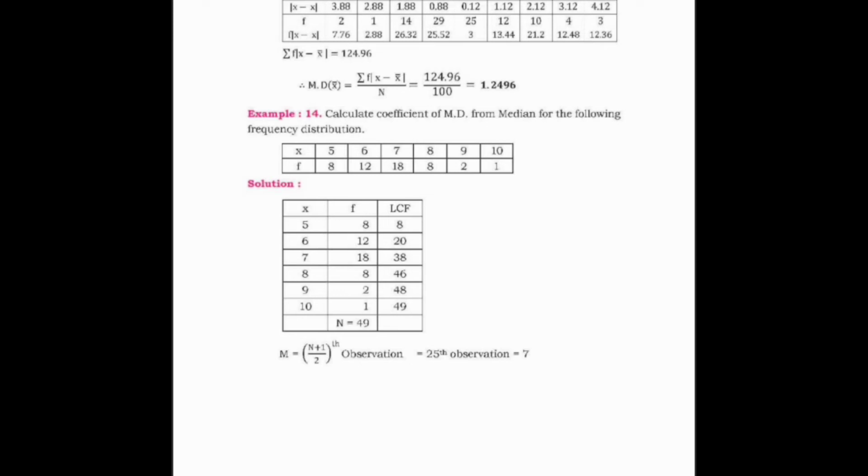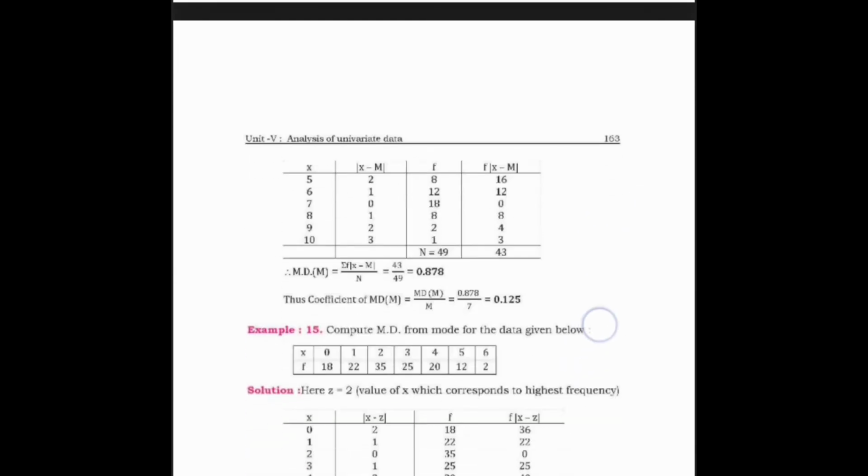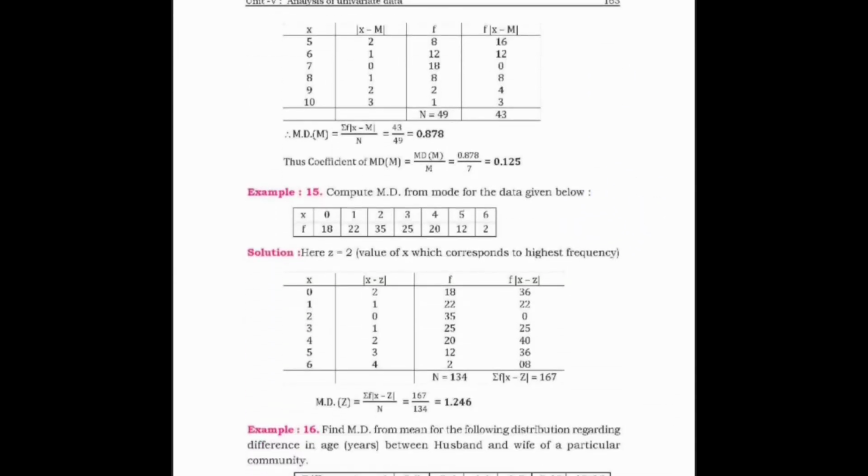X and f, LCF you are considering. M is equal to (n plus 1) divided by 2 observation. What is n? N is 49. 49 plus 1 is 50. 50 divided by 2 is 25. Where does 25 come in between in the LCF? 20 to 38. All of you observe here, 20 to 38. Then 7 is the median value. Then the example starts, calculating the mean deviation from median. X, you write x minus median.